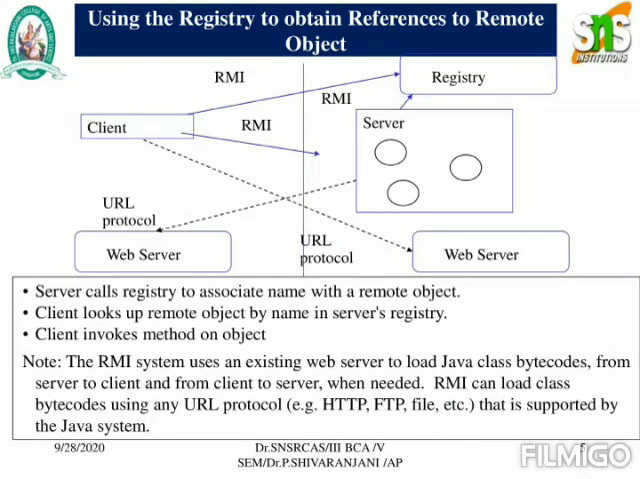You have to make a note that the RMI system uses an existing web browser to load your Java class bytecode from the server to the client, and from the client to the server, when needed. So RMI can load the class bytecode using a property called the URL property, but you can also make use of HTTP or FTP. You can use any different type of URL you require, and that will be supported by your Java programming.